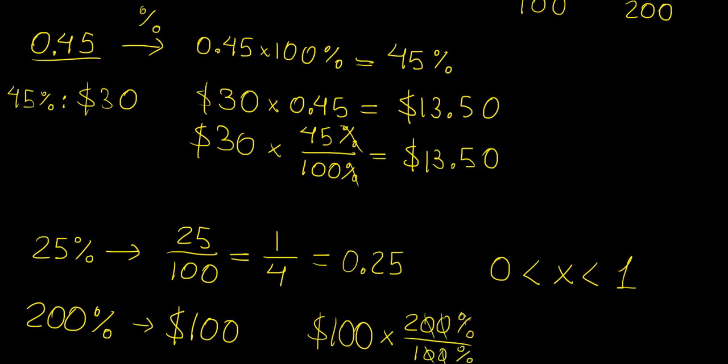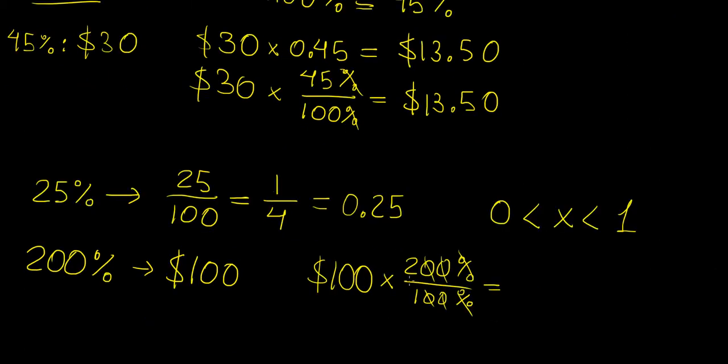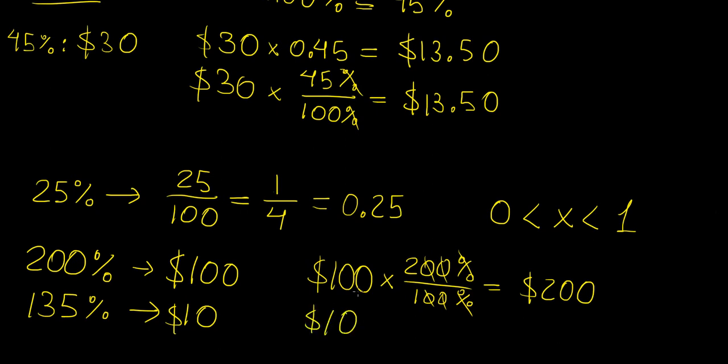So we're going to have those numbers cancel out. The percentage sign is going to cancel out as well. And then we're going to be left with $200. So basically, earning 200% of some amount of money is the same as just duplicating that amount of money that we started with. Same as if we had something like, say, we earned 135% of some quantity of money, like $10. Then what we would do is grab the $10 and multiply it by 135 over 100.